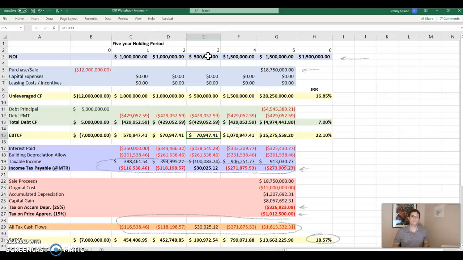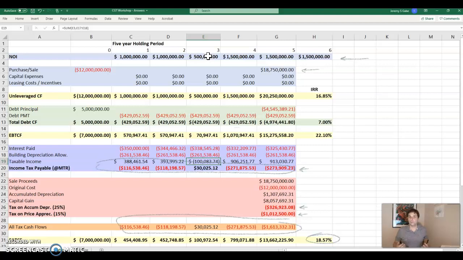Now here's where things get slightly more interesting. My interest paid and my building depreciation allowance are around $600,000. That exceeds my $500,000 NOI. So what I have here is negative $100,000 in taxable income. I have a negative tax obligation. In other words, I've lost $100,000 according to the IRS.